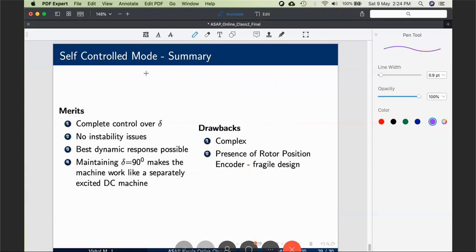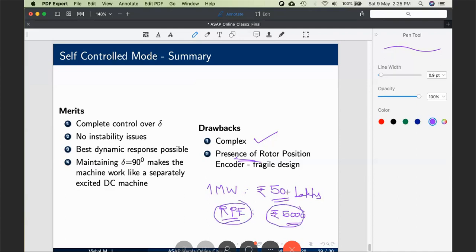Okay, sir. Last slide. As I said, it is very much complex. You have seen the block diagram, and the presence of the rotor position encoder makes it fragile. What I am trying to say is, consider a 1 megawatt machine that may cost 50 lakh rupees, and the rotor position encoder, as I told, may be available for 5,000 rupees. The operation of such an expensive machine depends on this kind of a sensor. If the rotor position encoder which just costs 5,000 rupees fails, this 50 lakh machine is rendered useless.